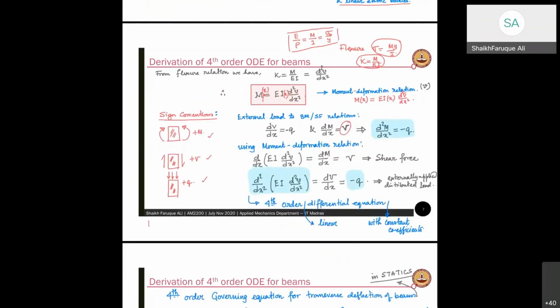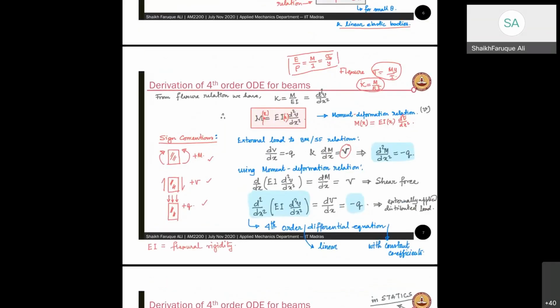I'll write it here also. EI is called flexural rigidity. It actually defines how much deformation the beam will have for a unit load. So that's its definition.